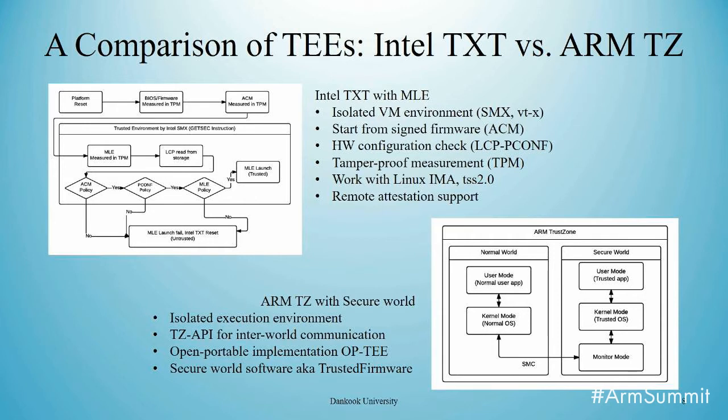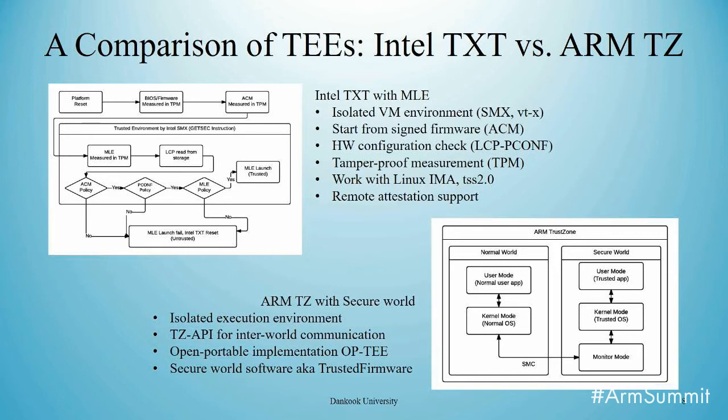So, a comparison between Intel TXT and ARM. Intel TXT begins with an isolated virtual machine environment and starts from signed firmware. Then it checks all the hardware configurations. Then it measures all the integrity values, making hashes of execution binaries and data as part of tamper-proof measurement in a separate device. Then it boots up the operating system, runs with the device driver inside Linux, and operates with the remote side server.